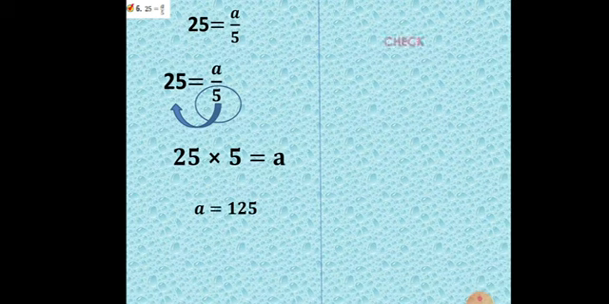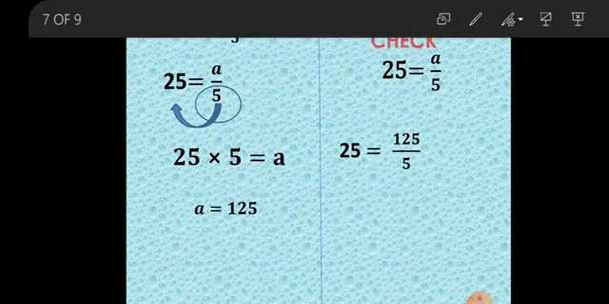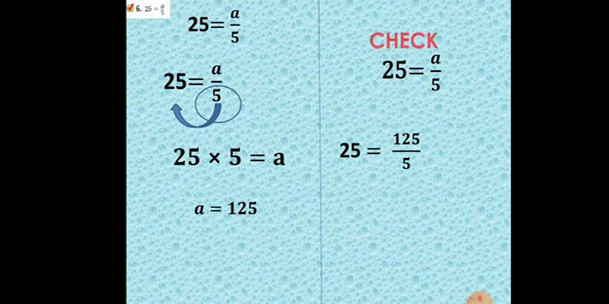Okay, so let's check the answer, whether our answer is correct or not. Write the equation the same as the question, and only you have to put 125 in place of a because that's the answer we got. So is 125 divided by 5 going to give us 25?